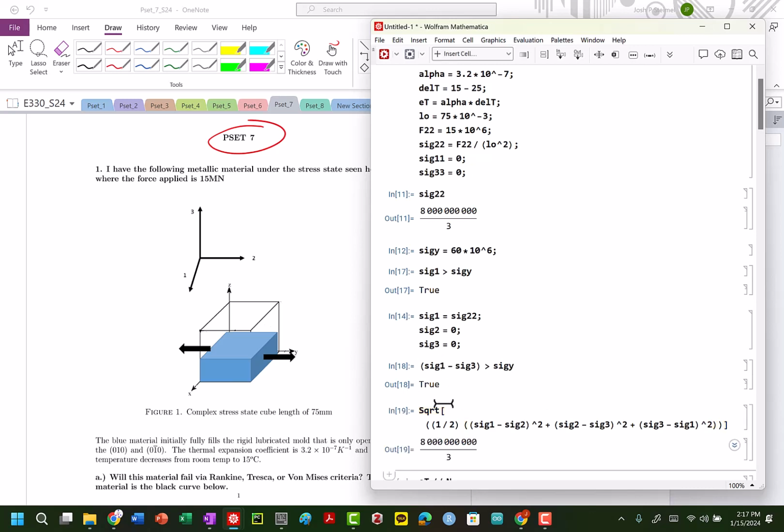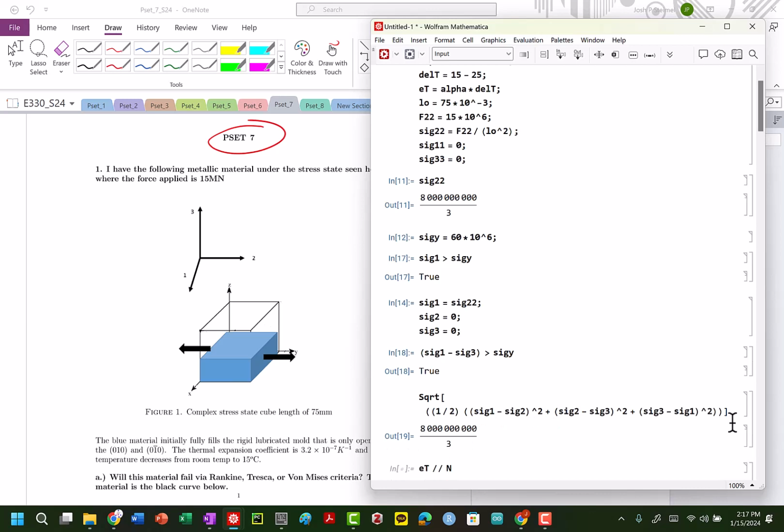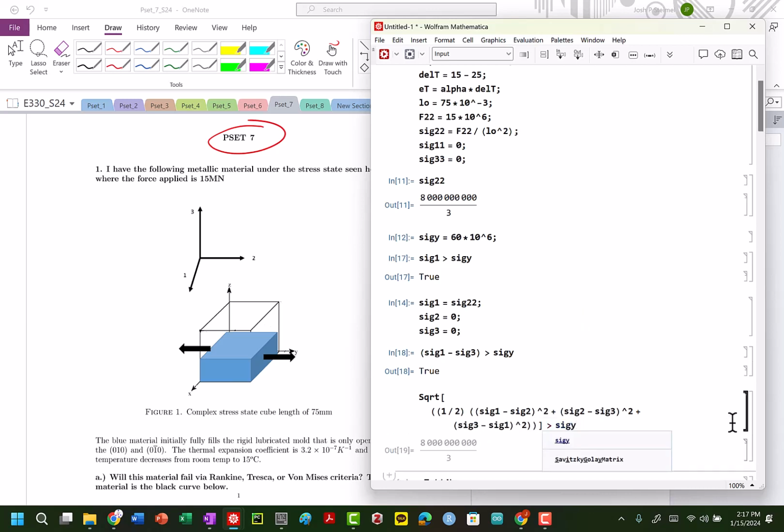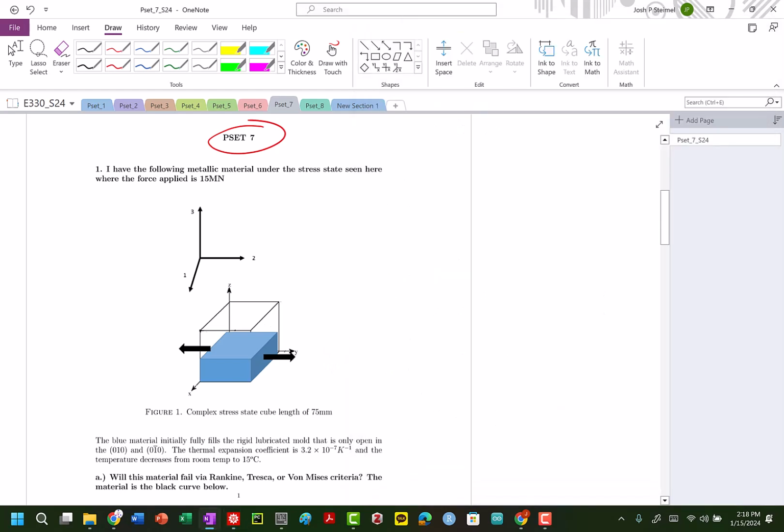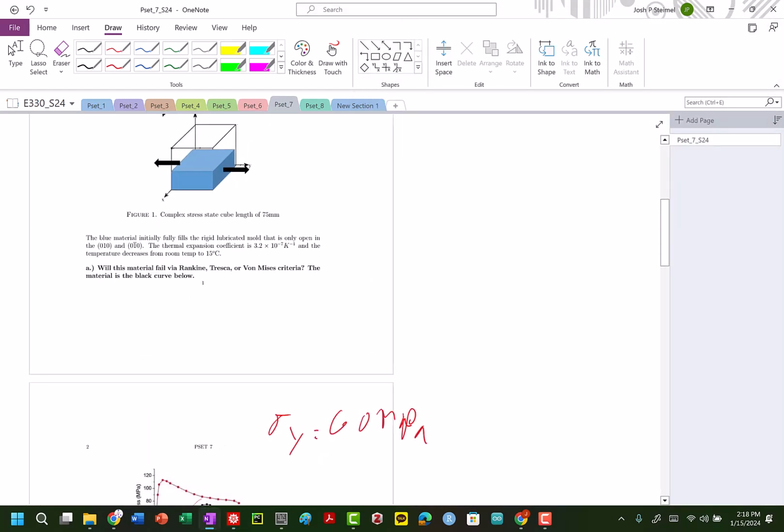So again, that's my Tresca. This is my von Mises. This is greater than sig y. Yes, it is. So they will all yield. So it'll fail. Basically, it's going to fail under every criteria.